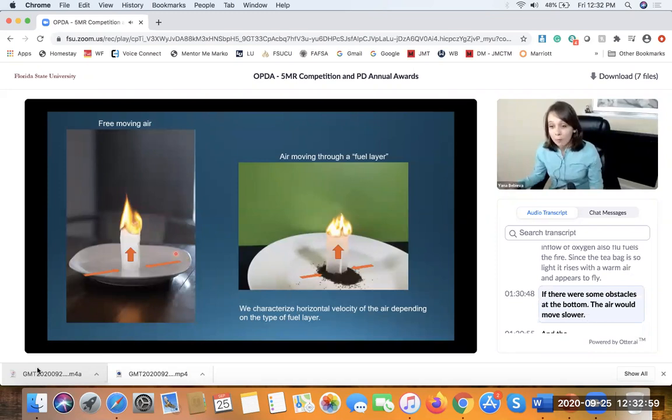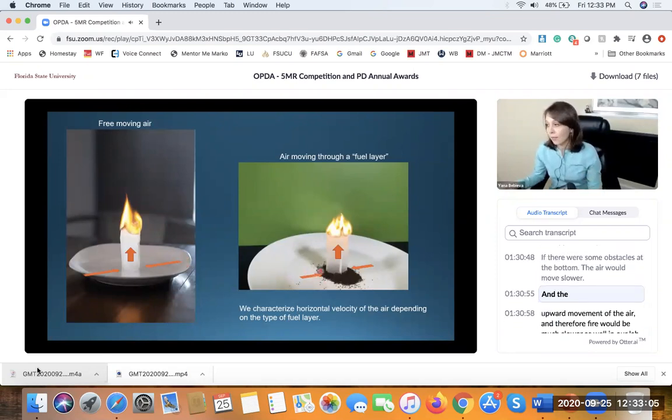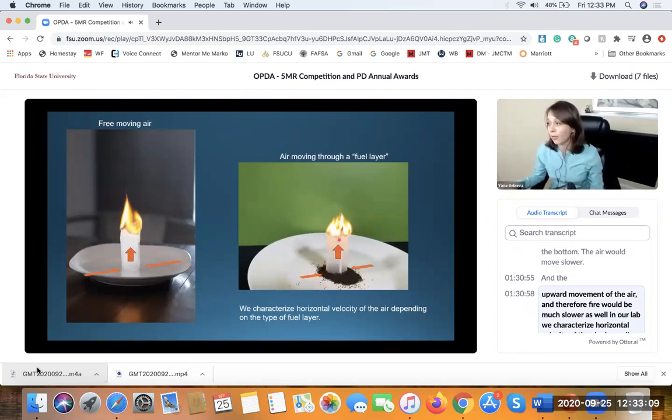If there were some obstacles at the bottom, the air would move slower, and the upward movement of the air, and therefore fire, would be much slower as well. In our lab, we characterize horizontal velocity of the air depending on the type of the fuel layer.